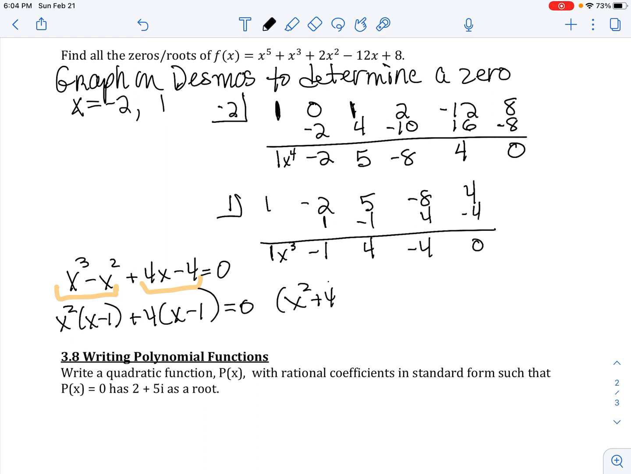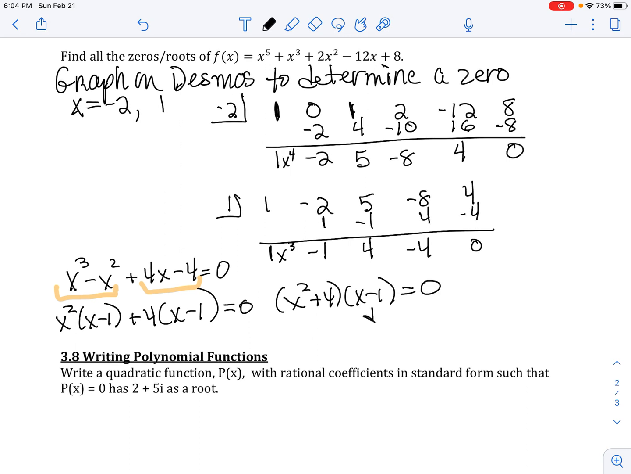So x squared plus 4, x minus 1 equals 0. Well, we already knew that x equals 1 was a 0, because we just used it in synthetic division, but it is a 0 with a multiplicity of 2. So I'm going to come back over here and say multiplicity is equal to 2. What do we do with the x squared plus 4?